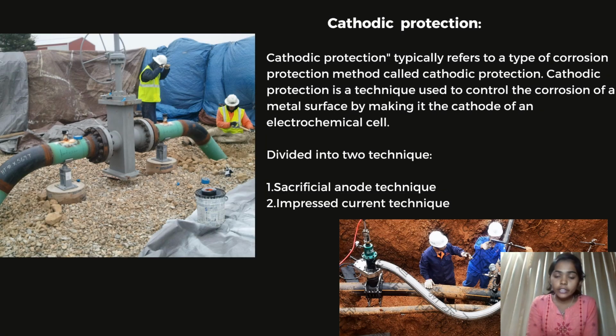Cathodic protection. Cathodic protection is a type of corrosion protection method. Cathodic protection is a technique used to control the corrosion of a metal surface by making it the cathode of an electrochemical cell. It is divided into two techniques. First one is the sacrificial anode technique and the second is the impressed current technique.